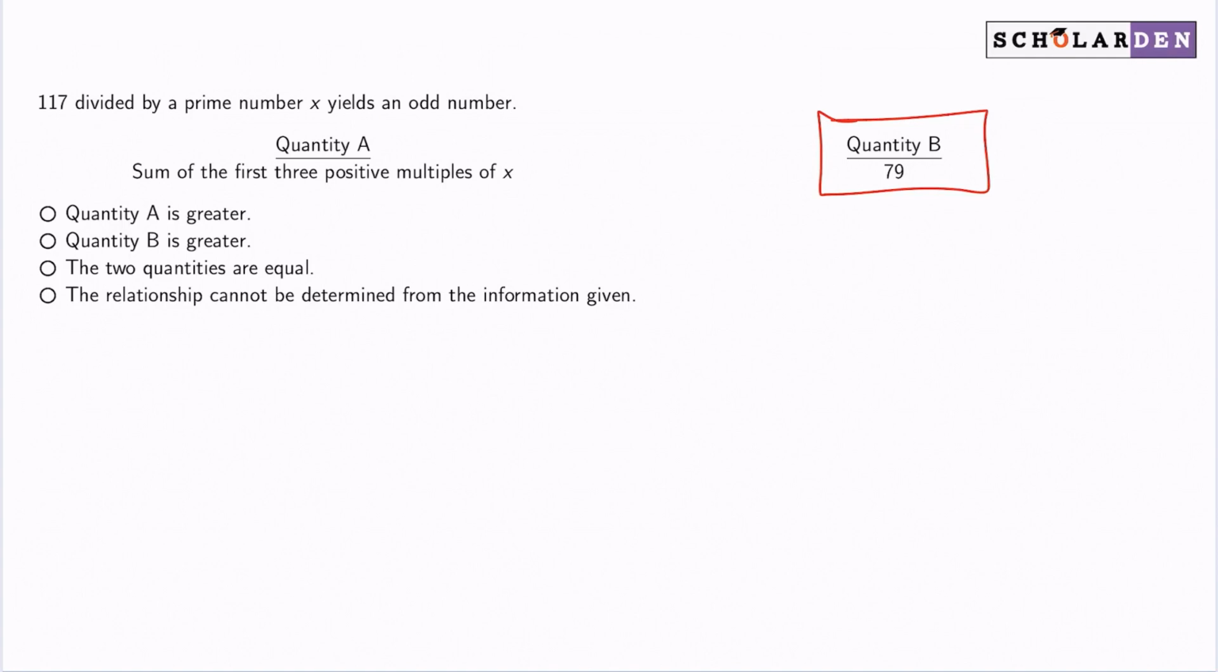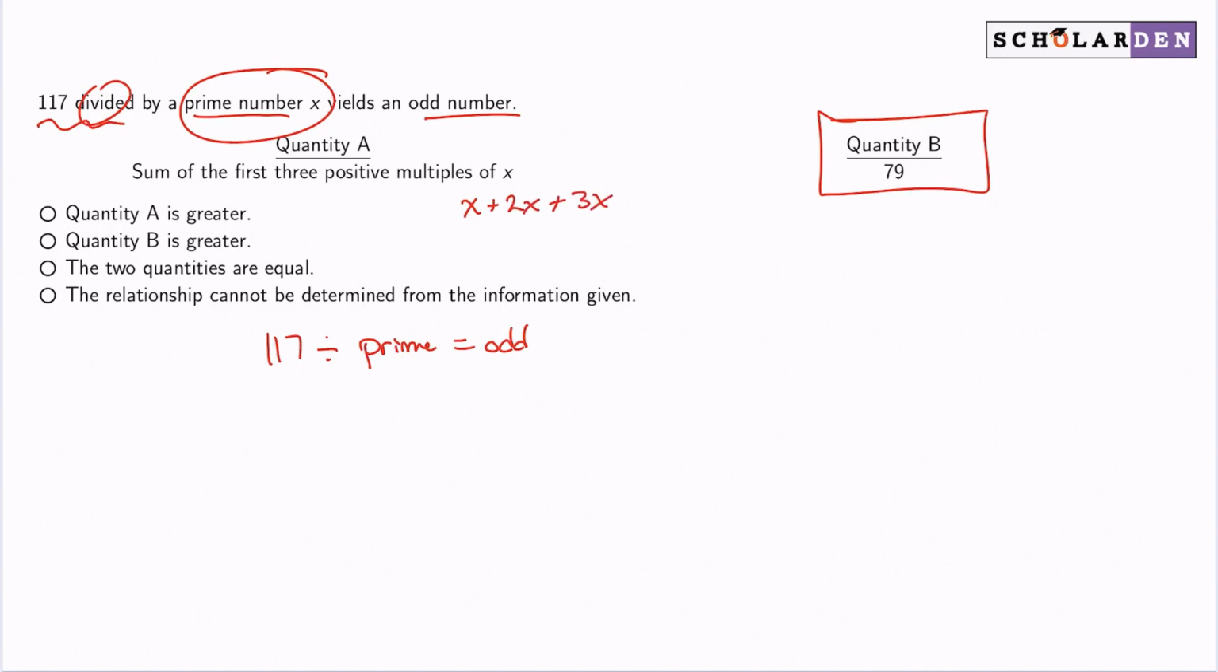So look at the condition of the problem. It says that 117 divided by a prime number yields an odd number. So again, 117 divided by a prime equals odd. All right, so with that said, let's go ahead and figure out what that prime number could be, because it's going to fit in here, the first three positive multiples of x. So that would be x plus 2x plus 3x. Those are the three multiples.